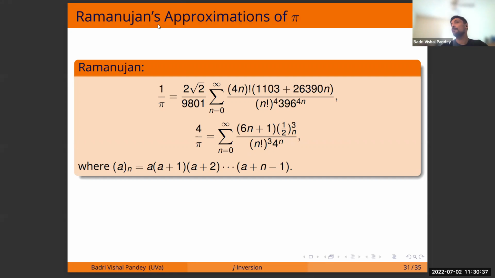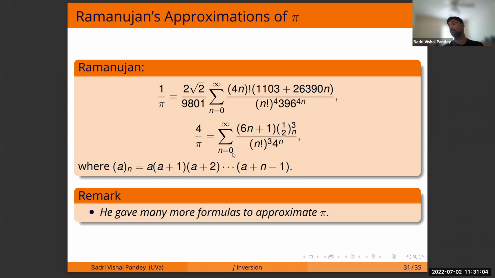But anyway, Ramanujan actually gave these crazy approximating formulas for pi. So you have this infinite sum. You can sum this on a computer up to a certain point, and that gives you a nice approximation for 1 upon pi, which in turn gives you a nice approximation for pi. And not only these two formulas, he gave a whole lot, at least 20 to 30 more formulas regarding this. He gave these formulas in 1910, 1915 or something like that, I don't remember exactly.